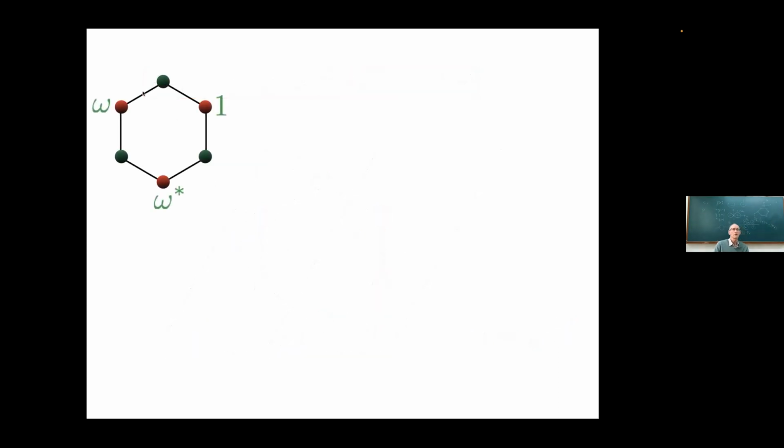Exactly this. And now I'm going to rotate this by a 120-degree rotation. So if I rotate, this atom goes to this point. So now this phase is 1 instead of omega. This goes to this point. So this phase is omega instead of omega star. And this goes to this. So this just exchanges the phases.